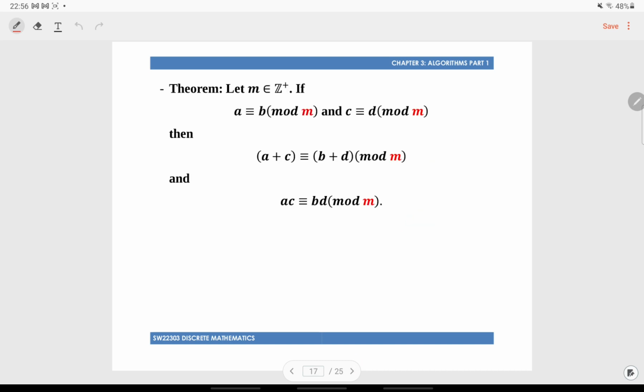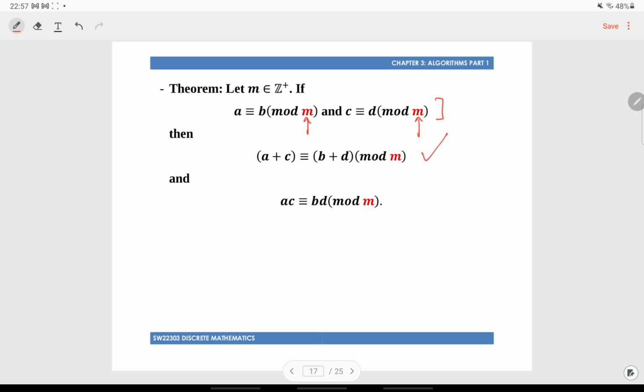Okay, we have another theorem. Let's say we have a positive integer m. If a is congruent to b mod m and c is congruent to d mod m, that means we have two congruences with the same modulus value. This one is mod m, this one is also mod m. From this relation, we have the addition: a plus c is congruent to b plus d mod m. So this congruence holds, based on the given relations.